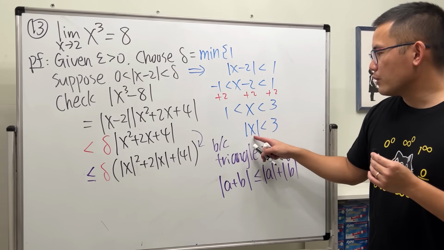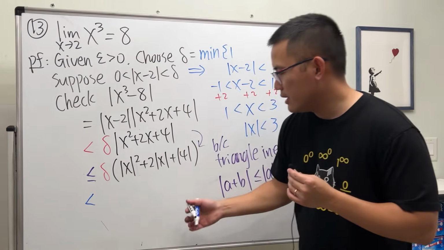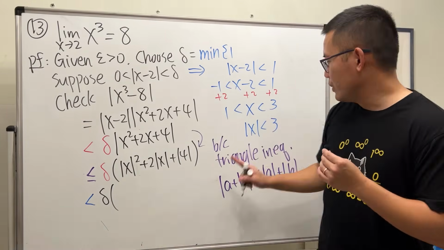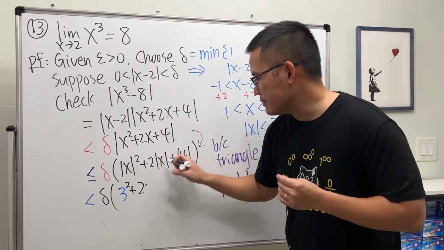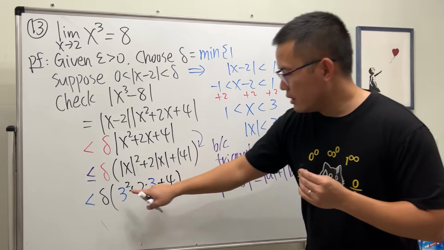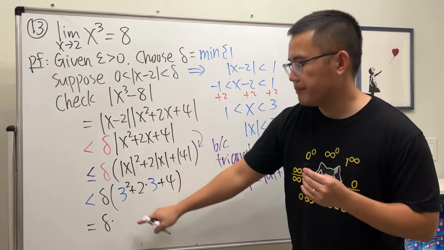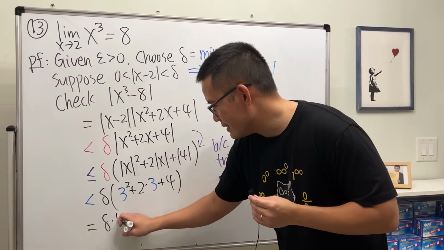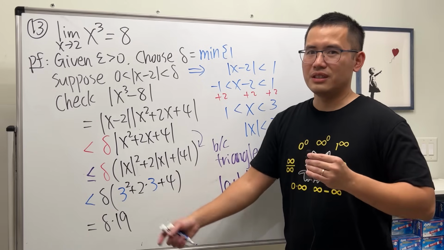Because we know absolute value of x is less than 3. So right here, I can replace this as less than. Delta is still at the front, chilling. But when we see absolute value of x, we can replace that with 3. So this is 3 squared and then plus 2 times this right here, 3, and then this is just 4. This thing is equal to delta times. This is 9 plus 6 is 15 plus 4 is 19. All right? So thanks to that, this right here is just a number as well.